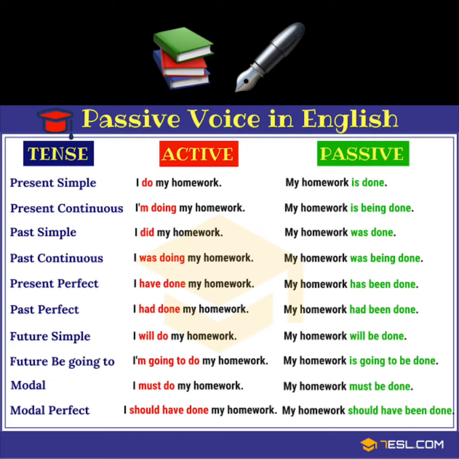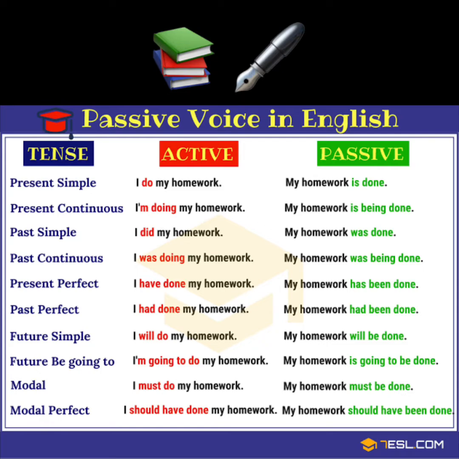So the second one is present continuous. I am doing my homework. My homework is being done. Past simple. I did my homework. My homework was done. Did, or the second form of verb, we can say, will change into was or were plus third form of verb. Past continuous. I was doing my work. My work was being done.